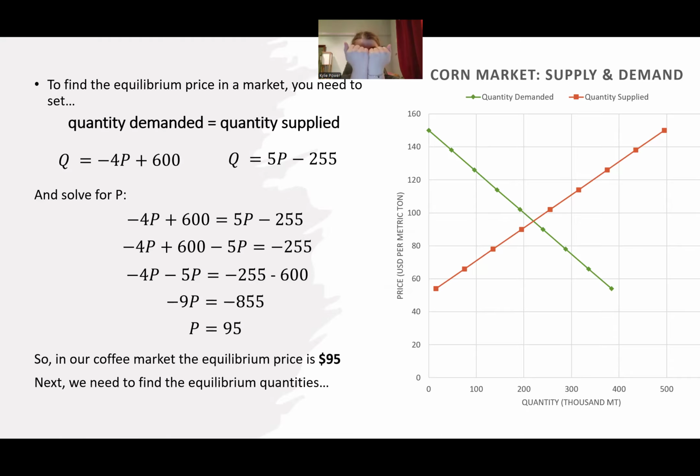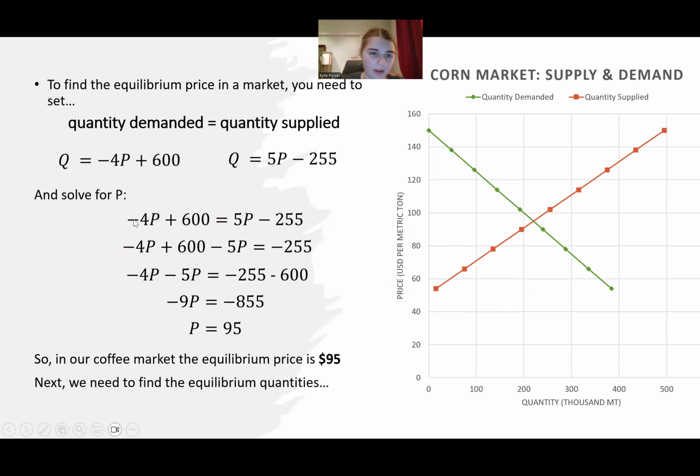So we want to set these two quantities perfectly equal to each other, and so we can identify what the perfect price in our marketplace is. In this case, that means we're going to take the equation for supply and the equation for demand and set them equal to each other. Our goal then is to isolate P.